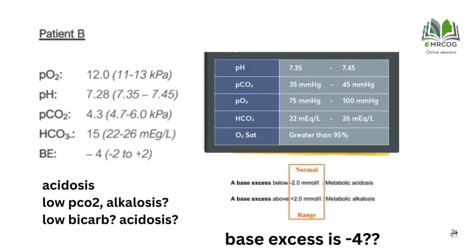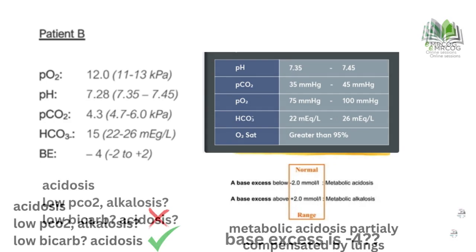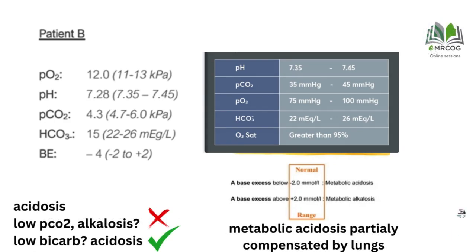The normal base excess is between -2 to +2. So if I'm having a base excess below -2, this would be metabolic acidosis. And if I'm having a base excess above +2, this would be metabolic alkalosis. Okay, so now I'm asking myself a question. If the bicarb is the reason why I'm having acidosis here, why is the PCO2 also deranged?